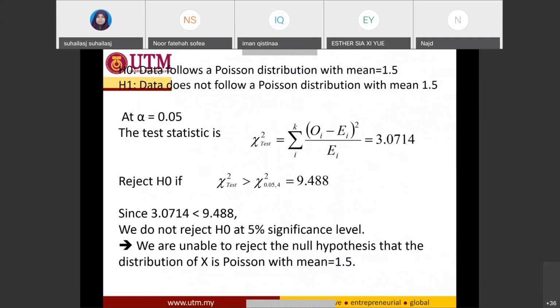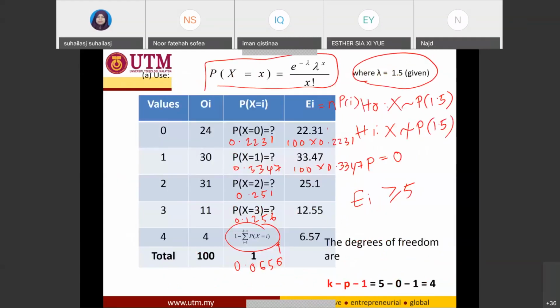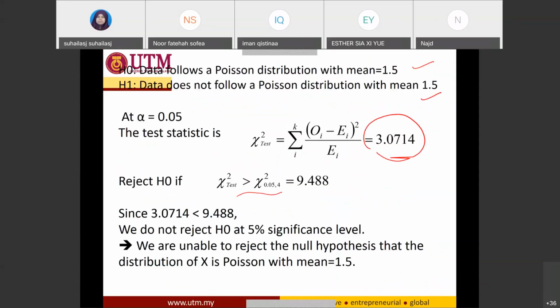So now, again, your data from before. Conduct your test statistic, your chi-square test, summation of OI minus EI squared over EI. We already simplify this, we already computed it, which is 3.0714. You only reject if your chi-square test is greater than chi-square alpha, K minus P minus 1. P is 0. You have 5 categories, so K is equal to 5. So 5 minus 1.